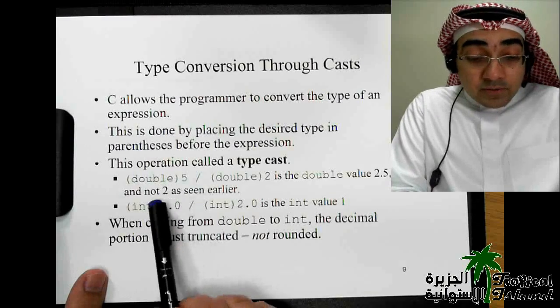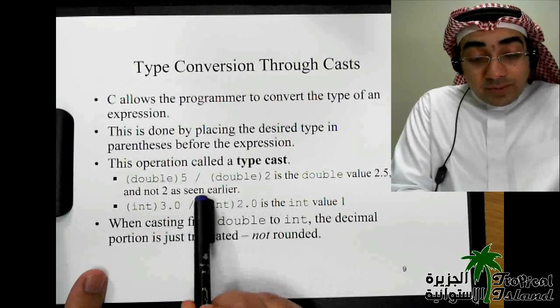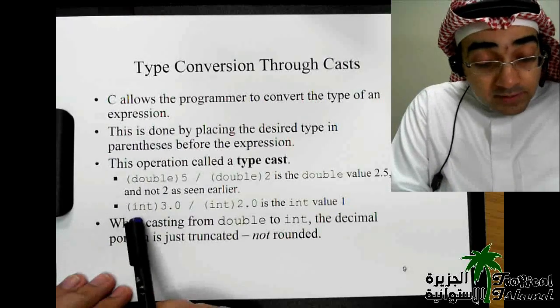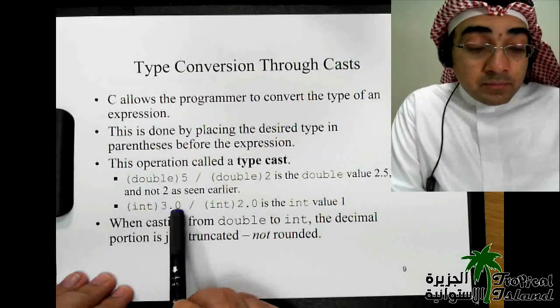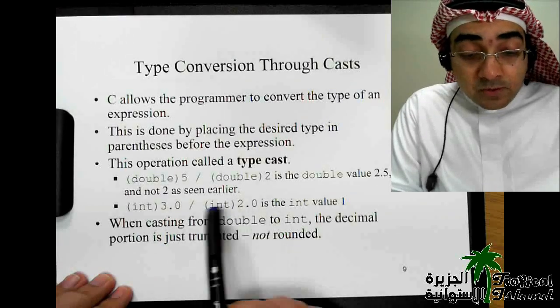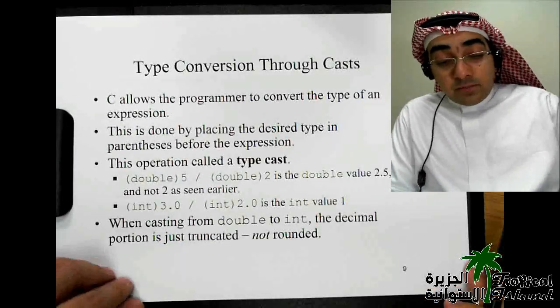On the other hand, you can also define 3.0 divided by 2.0 and put (int) in brackets in between them. What you're telling is typecasting over here. You're telling the compiler, take the 3.0, this is a double number, but put it as an integer, divide it with an integer of 2.0. So it's 3 divided by 2, and the value will become 1.